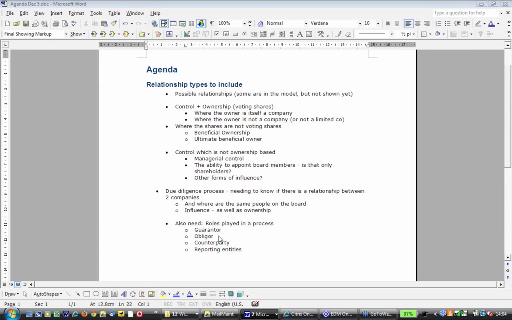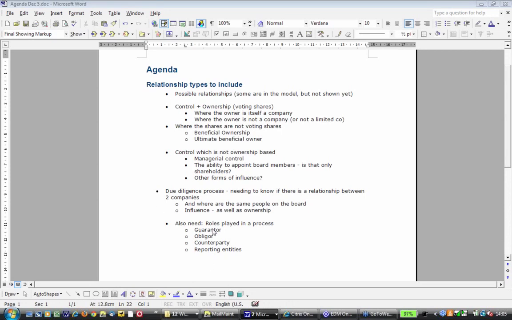And then finally, we've got elsewhere in the model, in the securities models, for debt, for example, we have guarantor, we have counterparties in over-the-counter trade relationships and so on. We have reporting entities, we talked about those last time. So those are the kinds of relationships we wanted to look at.